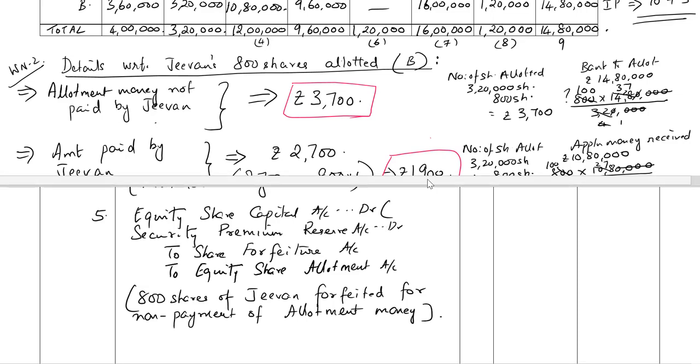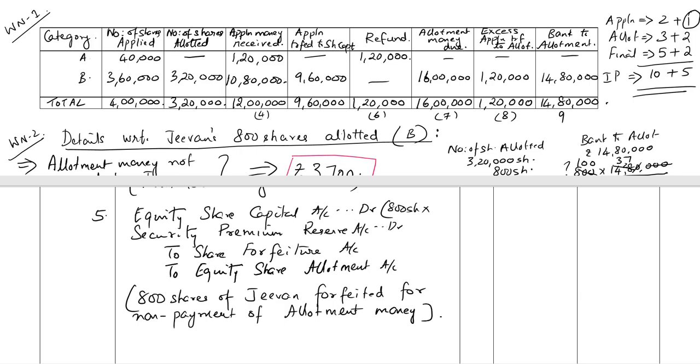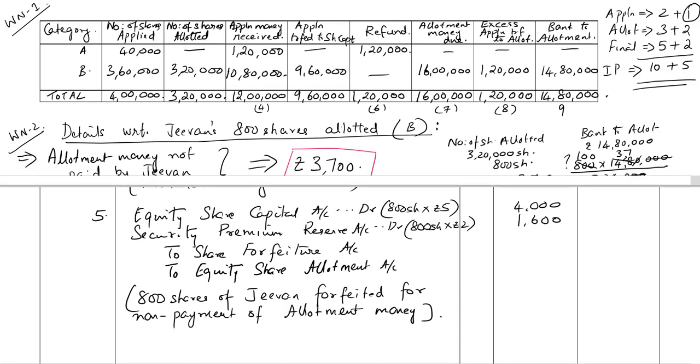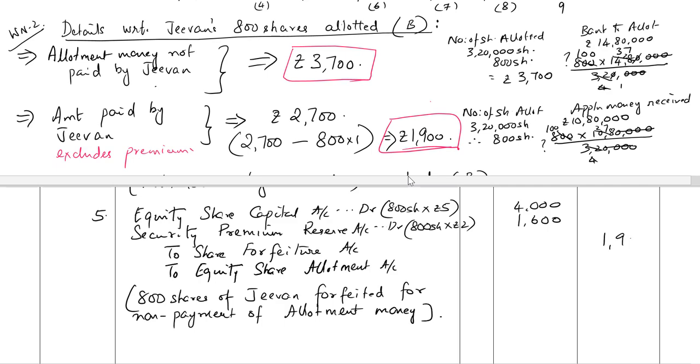The amount to be written against equity share capital account is the number of shares forfeited, which is 800 shares, multiplied by the amount called up to the time of the forfeiture excluding premium, which is 2 rupees on application plus 3 rupees on allotment, comes up to rupees 5 per share. Total 4,000 rupees. The premium not paid by G1 is 800 shares multiplied by the allotment premium, rupees 2 per share, 1,600 rupees. As per the working note, the amount received from G1 is 1,900 rupees excluding the premium, and the allotment money not paid by G1 including premium if any is 3,700 rupees. So the total of the debit is 5,600 and the total of the credit is also 5,600 rupees.